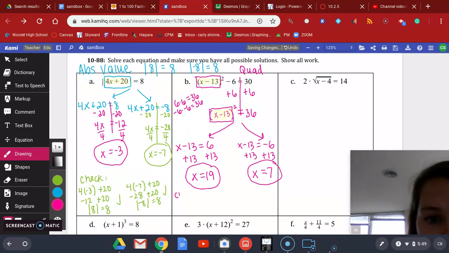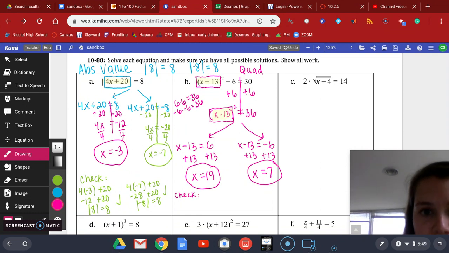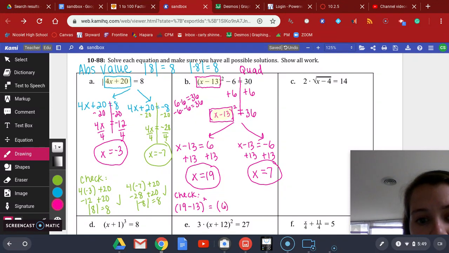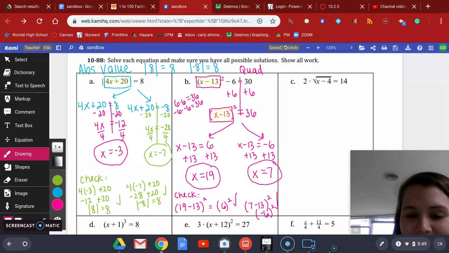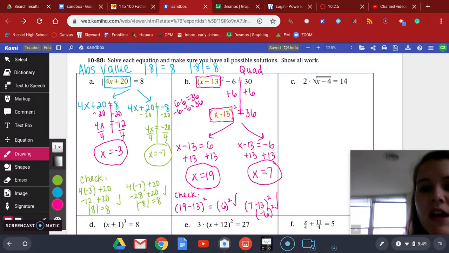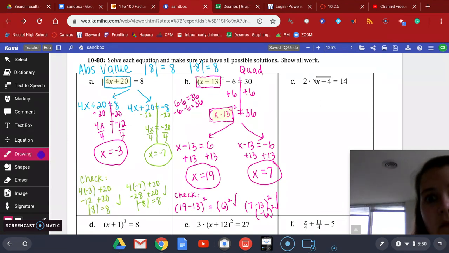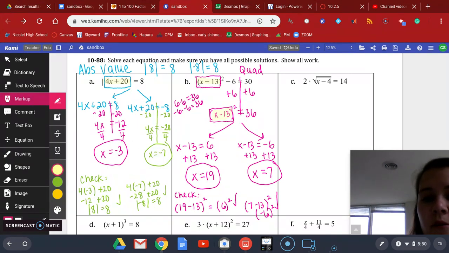And always a good, even I forget this sometimes, folks, but it's always a good habit to get in is checking your work. So 19 minus 13, that would give me a +6 squared, which is 36. And then 7 minus 13, that would give me -6 squared, which is 36. Okay, so even if you can kind of just think it through and make sure it checks out, that is awesome mathematic behavior. All right, mathematic behavior. What does that even mean?